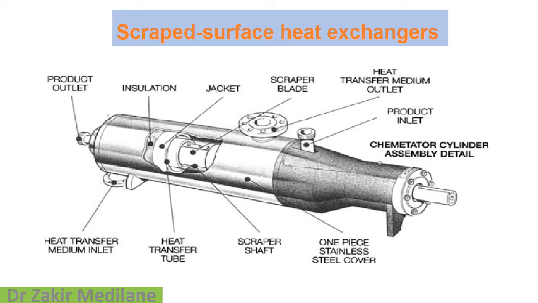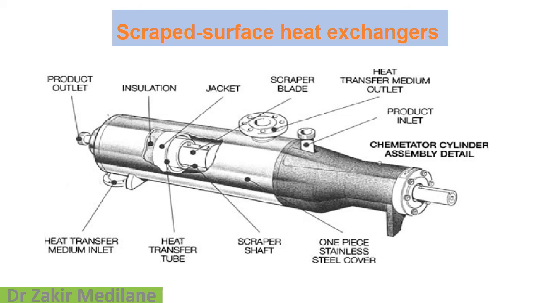Then scraped blades, you can see the blades are present. These scraped blades are available inside the container. After the scraped blade, we can see the heat transfer medium outlet. Besides the heat transfer medium outlet, the product inlet is also available, where the sample or product has to be supplied through the equipment. Then the chemitator cylinder assembly details we are explaining about this one.